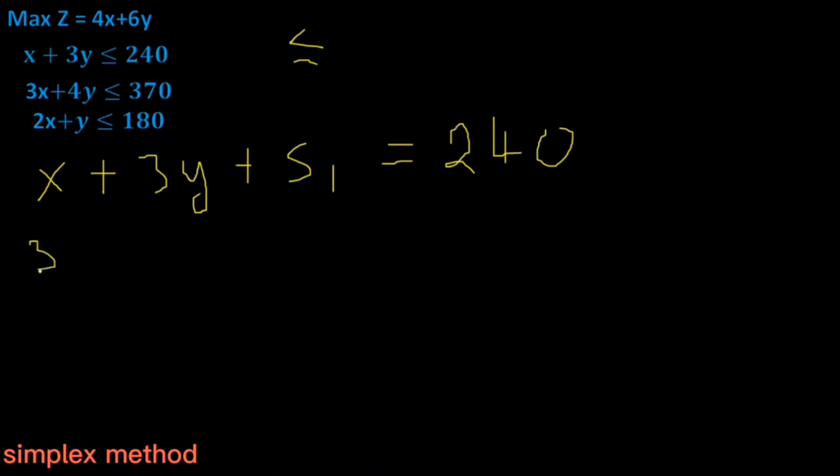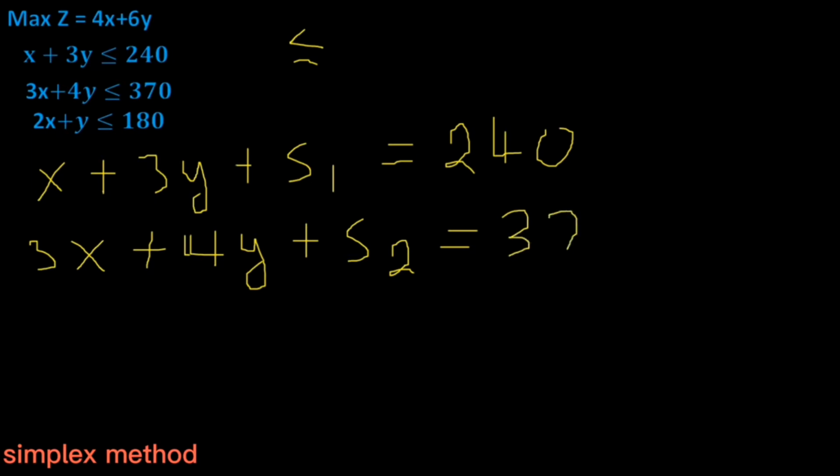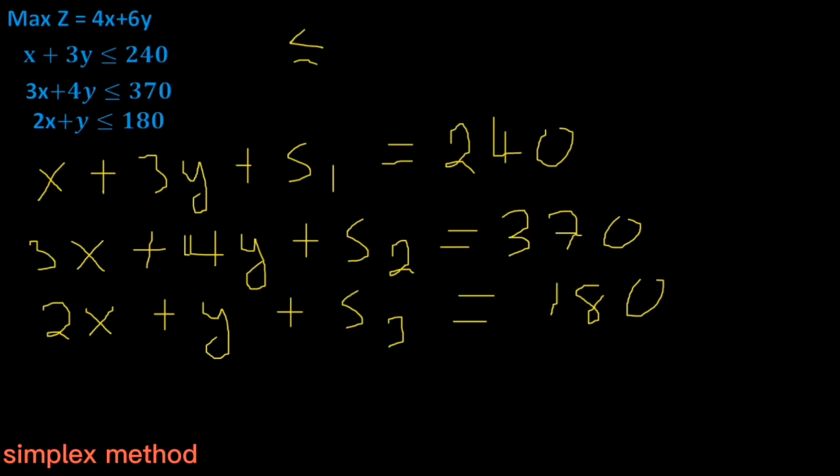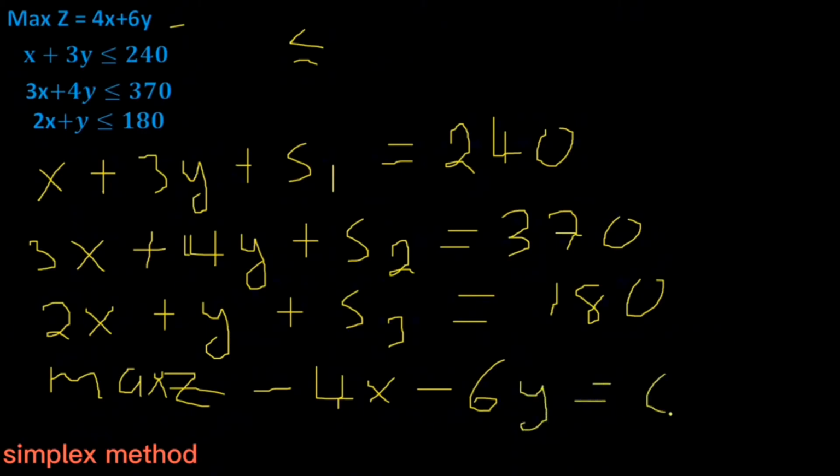The next one, you have 3x plus 4y plus s2 is equal to 370. And next one, you have 2x plus y plus s3 is equal to 180. That's our next equation. On the other side, you have to move this 4x plus 6y to the other side. Okay, that is max z. Max z minus 4x minus 6y is equal to 0. This is our next equation.